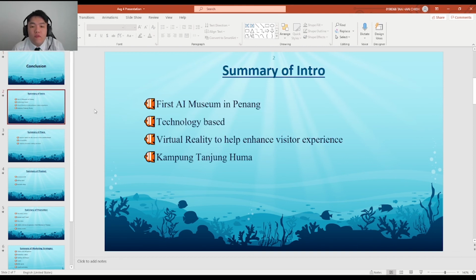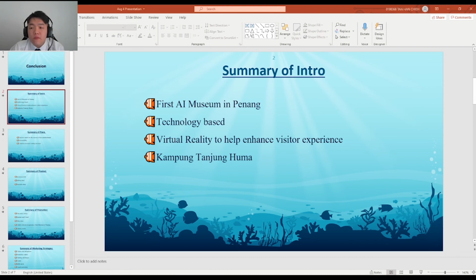Today I'm going to talk about the conclusion on the assignment 4. So to start off with is the summary of intro for the assignment 4. So our proposed project is to construct a marine museum, not just any simple museum, but the first AI museum in Penang. And the marine museum will be technology based, and although we don't have any livestock, meaning that living sea creatures in our museum, we will use virtual reality to help enhance the visitors' experience.